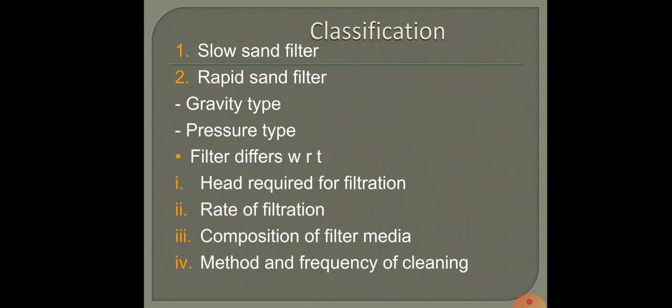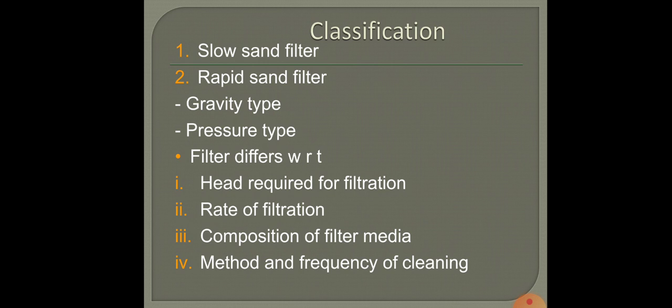Now, coming to the different types of filtration. The filters through which the process of filtration occurs can be classified broadly into two types. They are slow sand filters and rapid sand filters. As the name itself says, slow sand filter means the rate of filtration is very slow, and in the case of rapid sand filter, the rate of filtration is very high or very fast. This is how we classify.